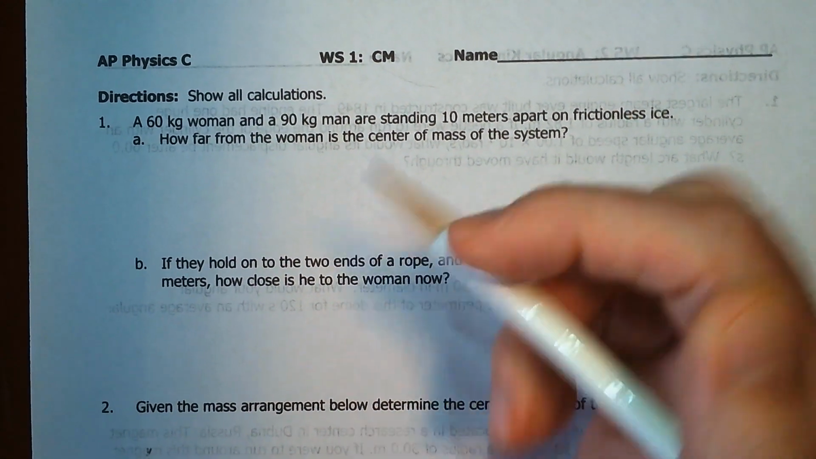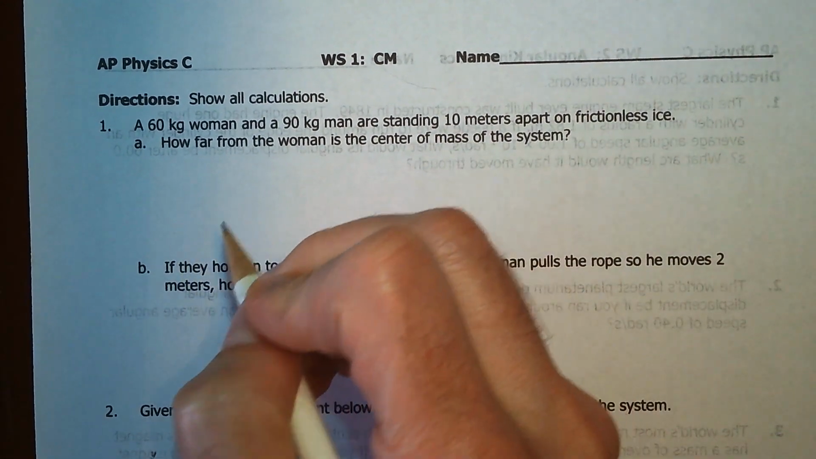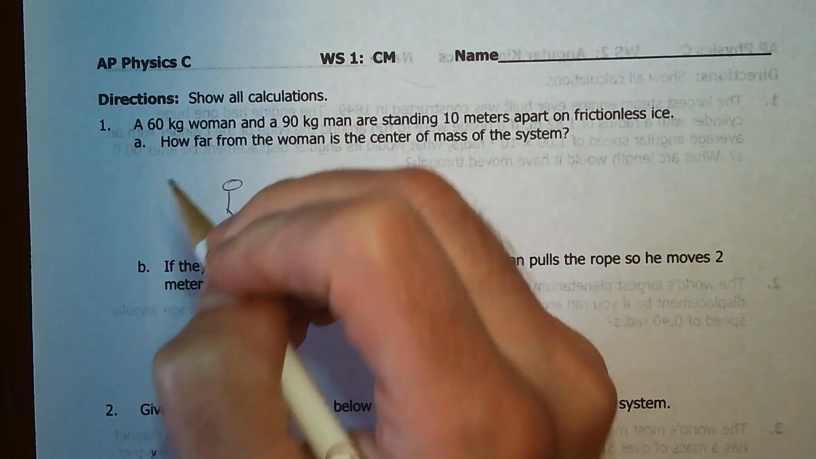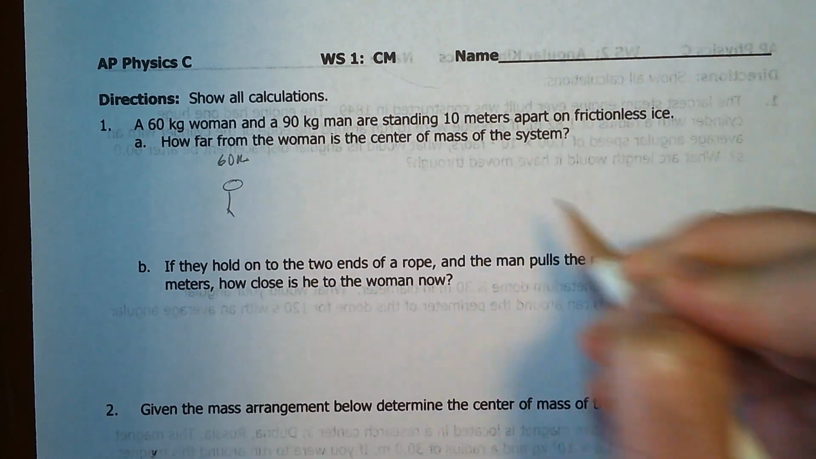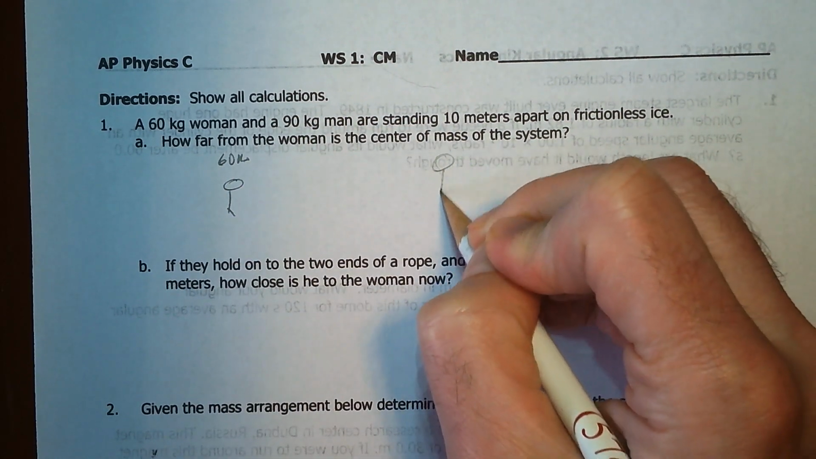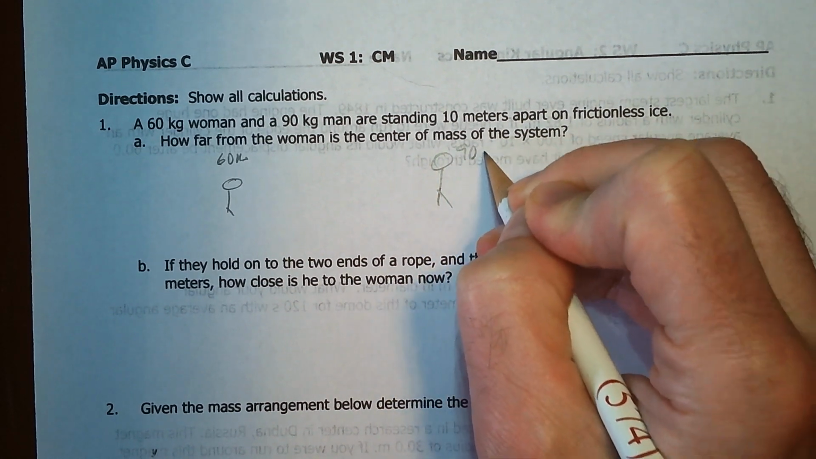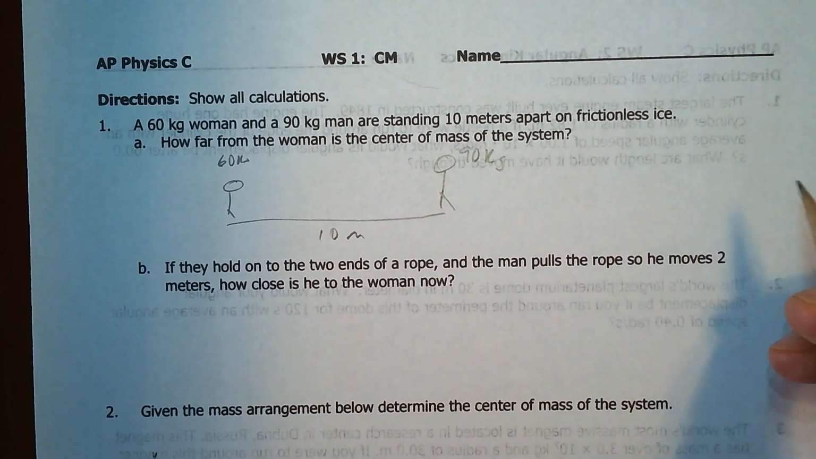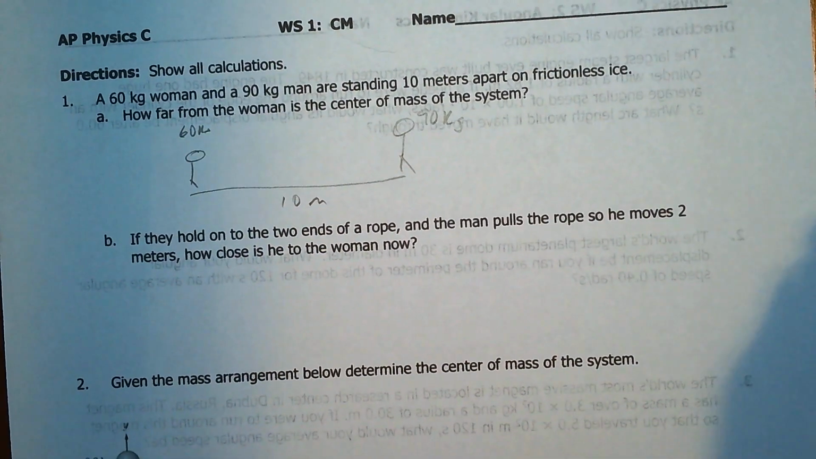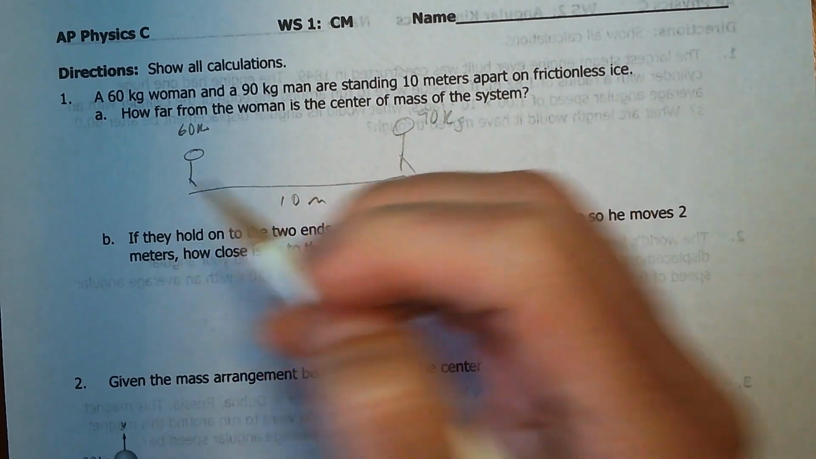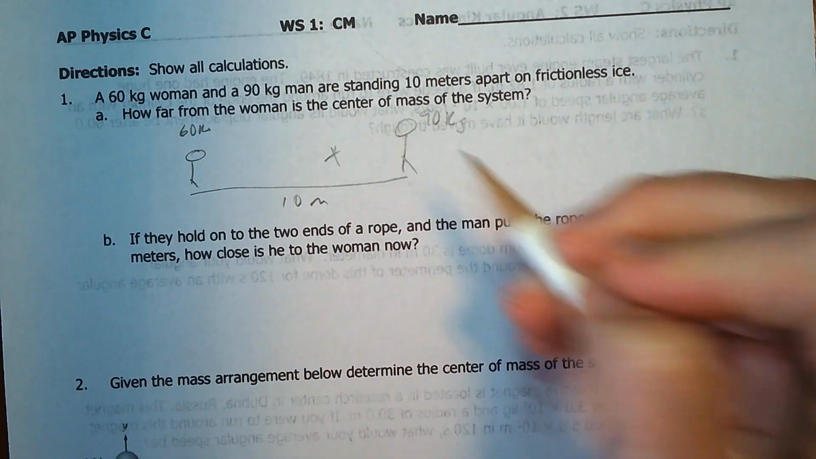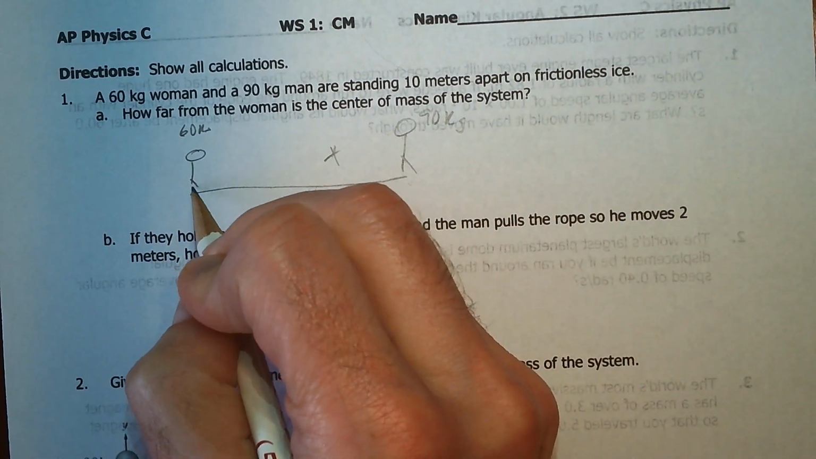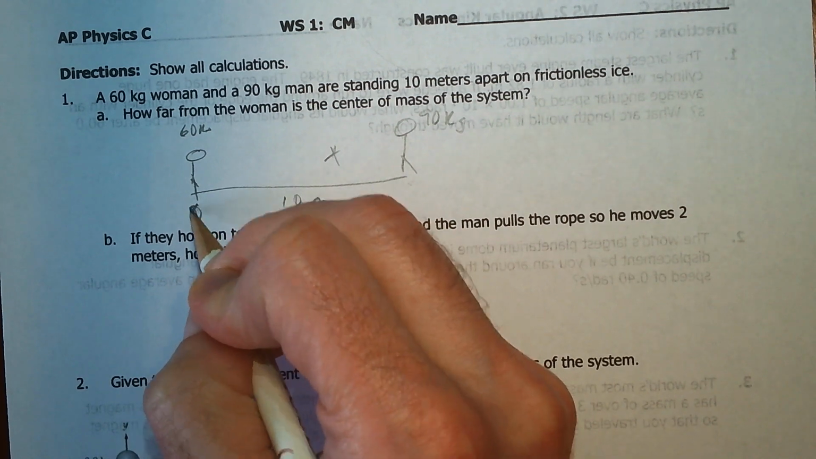Okay, so we would set up these problems by first sketching a picture. Here's the woman, and she's 60 kilograms, and over here is the man, and he's 90 kilograms, and they're 10 meters apart. We're trying to figure out how far the woman is from the center of mass. The center of mass is probably going to be over here somewhere. So if I want to know how far she is from it, I think I need to put the origin right here. So this is going to be 0.